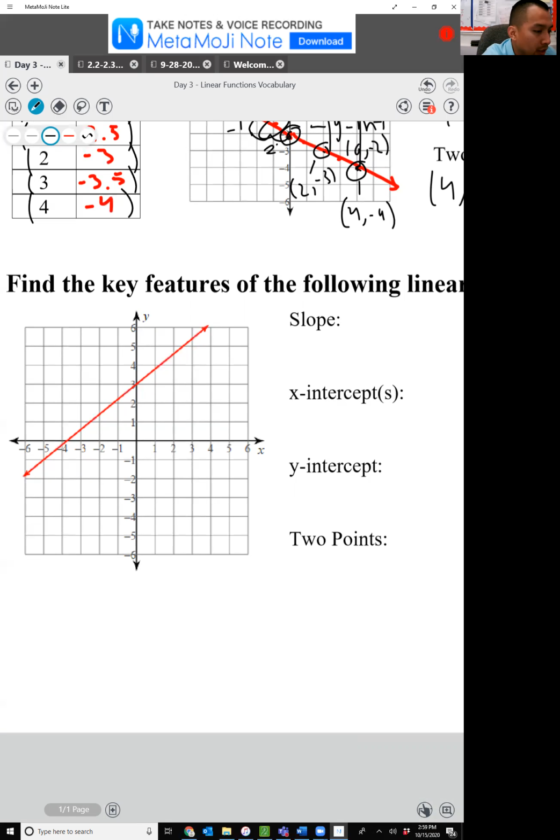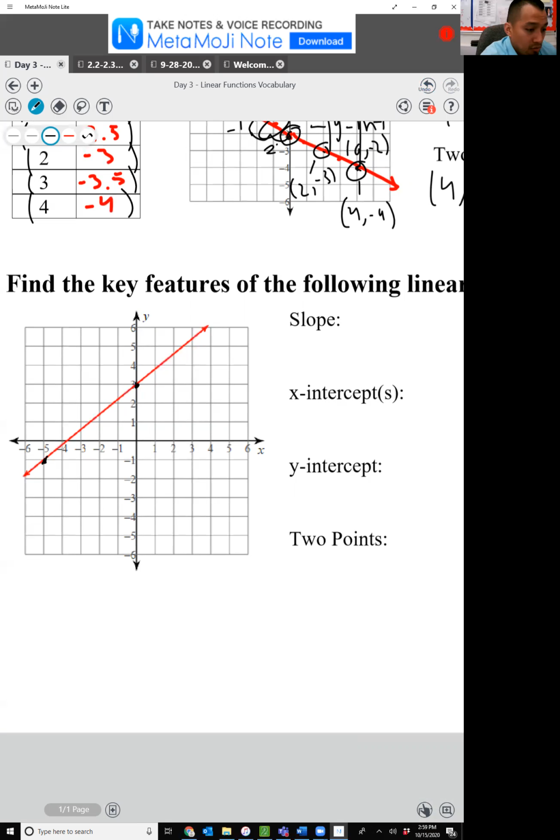Okay. All right. So I need to find my slope, which means that I need to find 2 points that are exactly on a number, such as this one. And okay, that's not exactly on it. Oops. That's exactly on it. Okay.